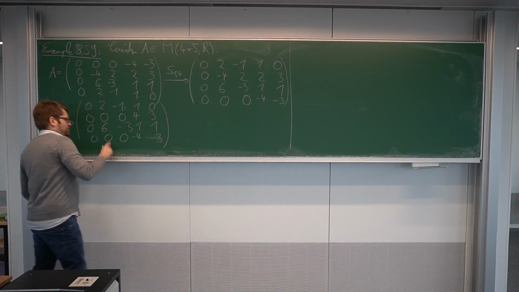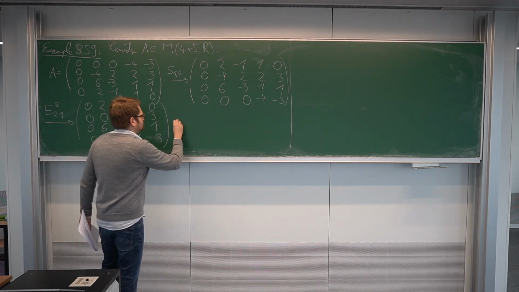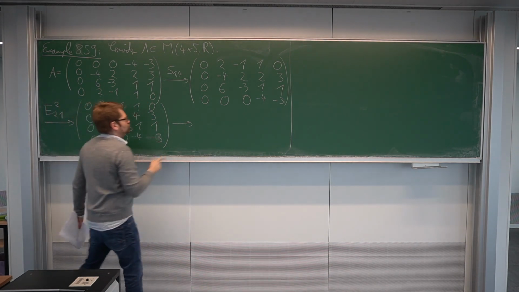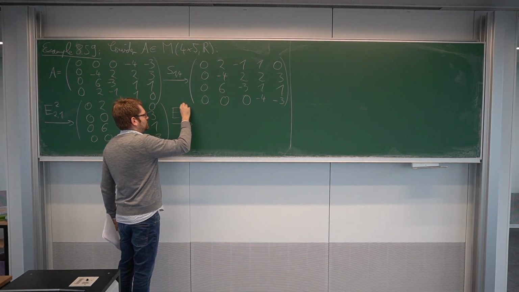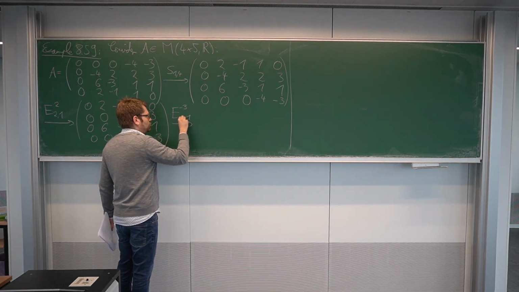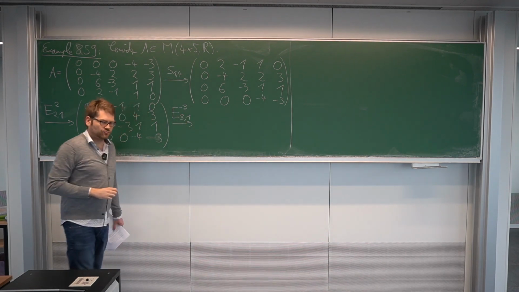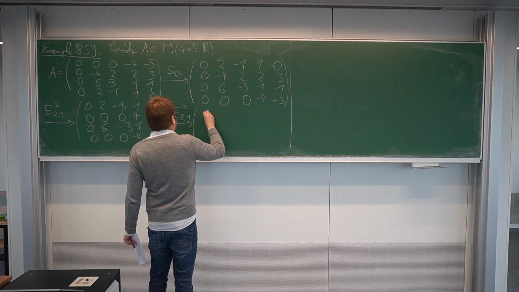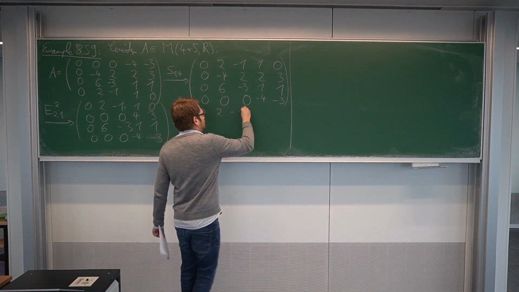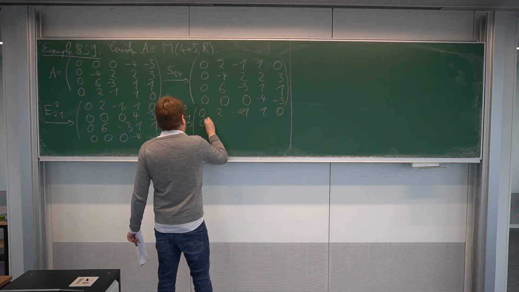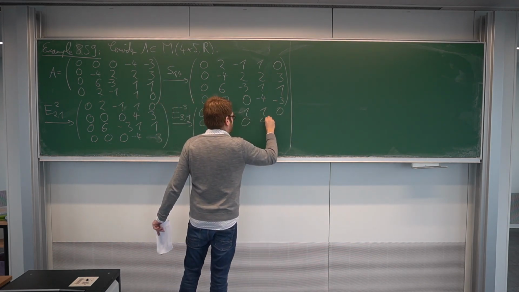Okay, now this needs to go. So for this we need to take minus 3 times the first row and add it to this row. So this would be the operation E minus 3, and now add the first row to the third row. This operation, E3, 1, minus 3. So we get 0, 2, minus 1, 1, 0, 0, 0, 0, 4, 3.